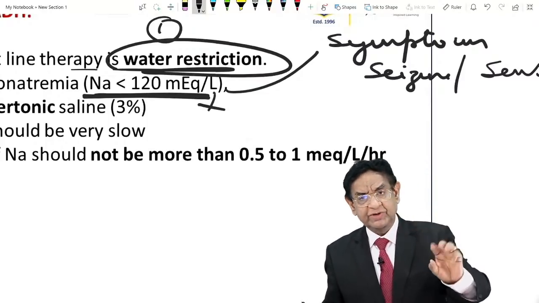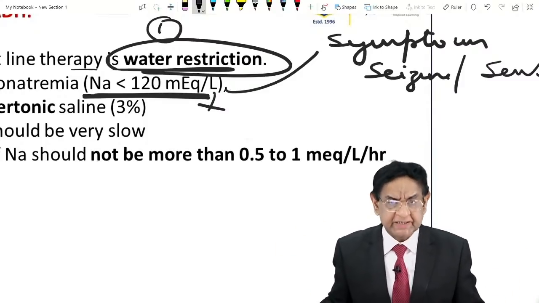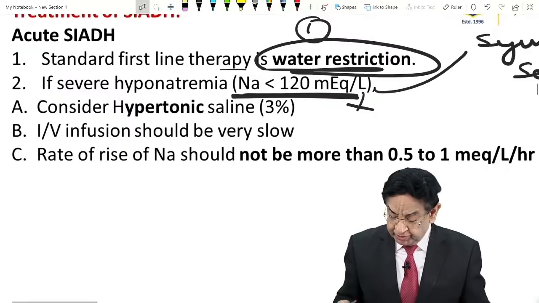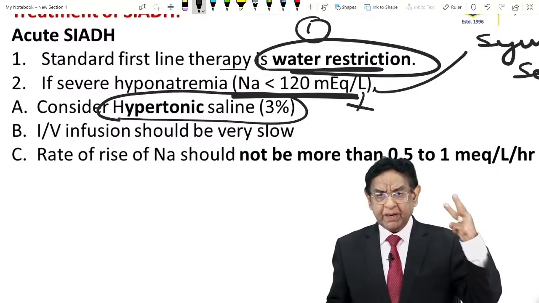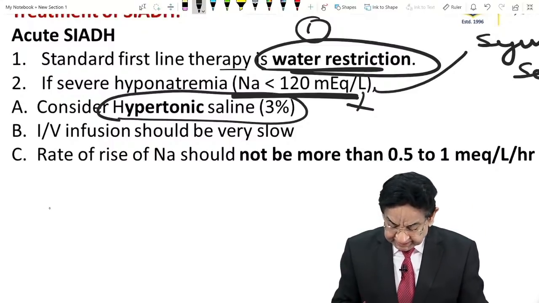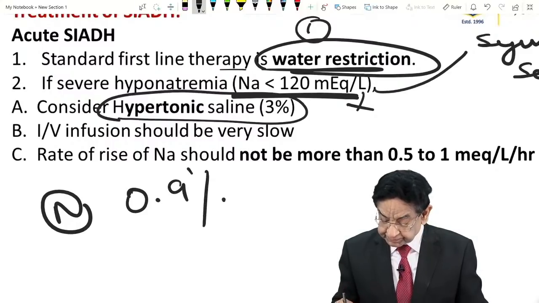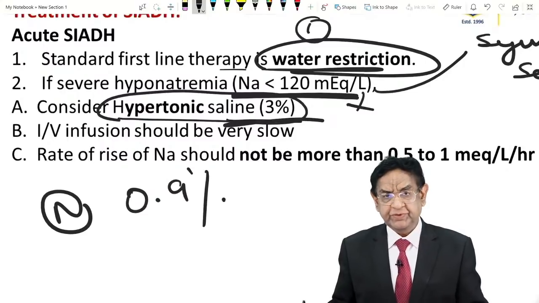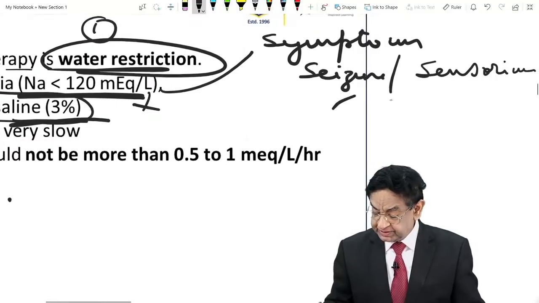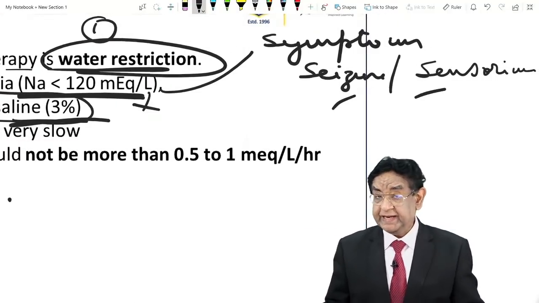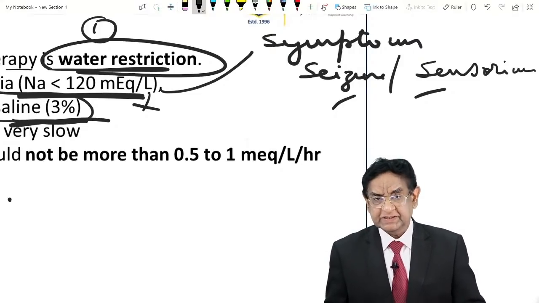Step one is always fluid restriction. But now he's having seizure also, he has altered sensorium, whatever it may be. Then you have to consider hypertonic saline. Hypertonic saline is 3%. Normal saline is 0.9%. This is 3%. So we are giving hypertonic saline. Yes, this will take care of these problems. Again reminding that we give this only when the patient has severe problem, seizures.